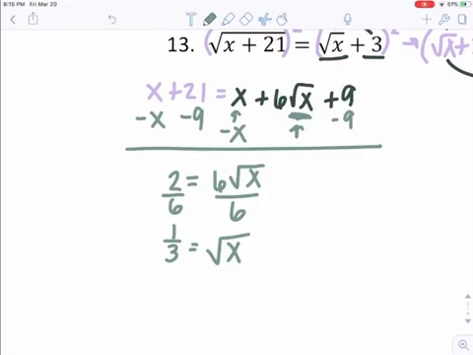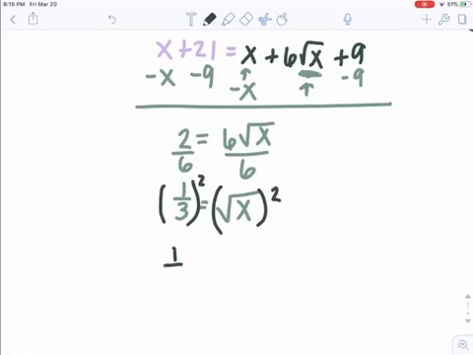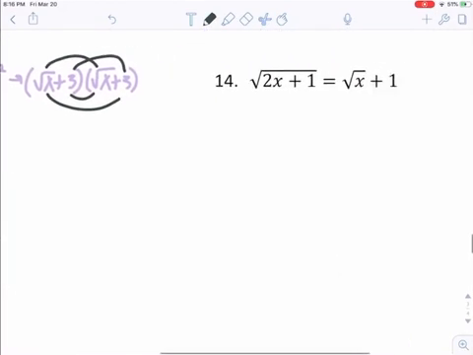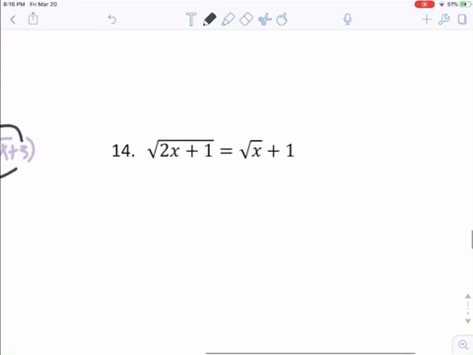I can square both sides again. So square this, square that. I get 1/9 is equal to x. Okay, if we plug this in up at the top, I know it's not going to equal a negative. I'm good. That's my final answer. Okay, so with these ones, you actually have to square twice. So, sorry in advance. So number 14, last one.